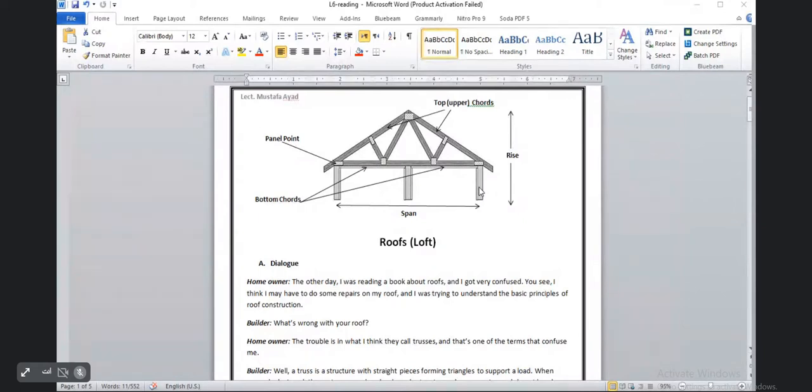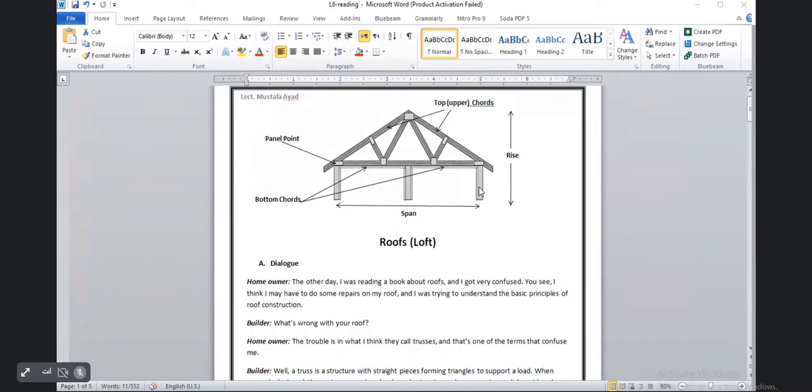It's a very important type of structure. It's the truss, and I'm sure that you know what a truss is. You studied mechanics in first grade, and you did analysis for forces and loads for trusses. And I think this year you are studying structural analysis. So you know what a truss is.